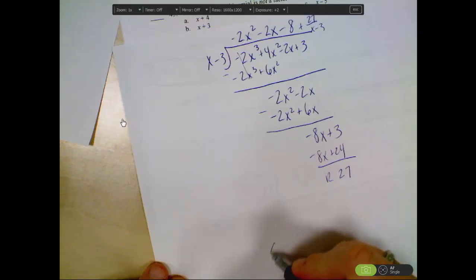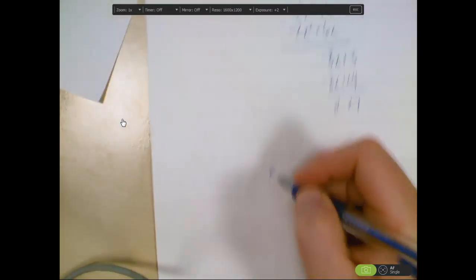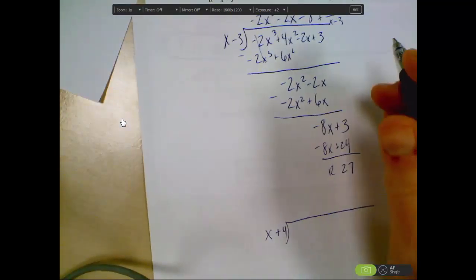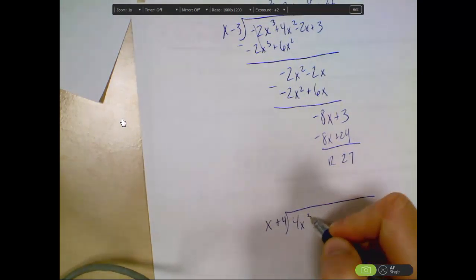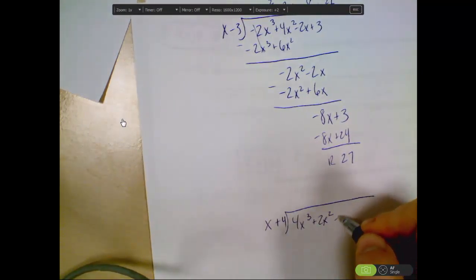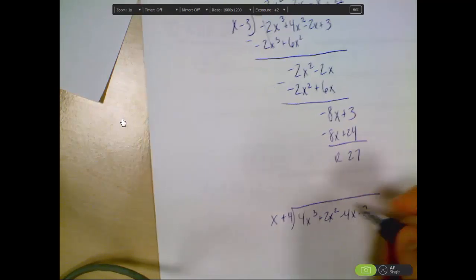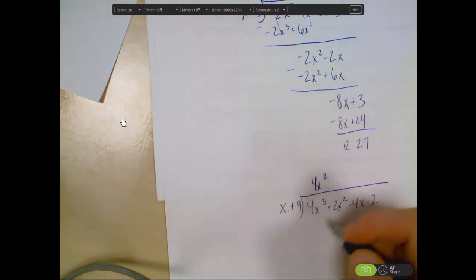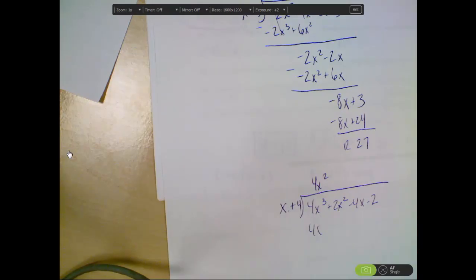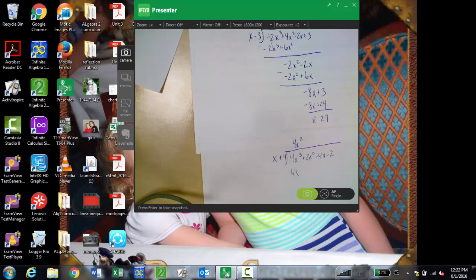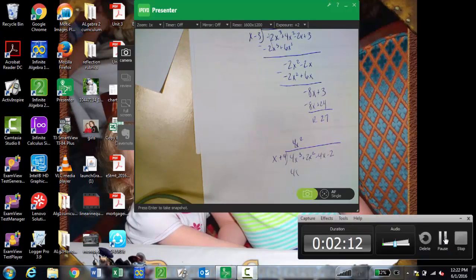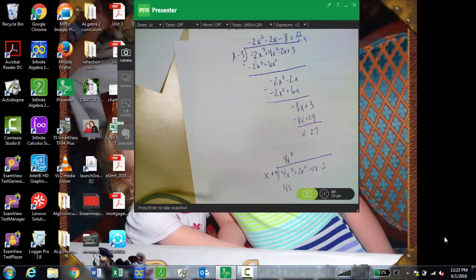44, x plus 4 into 4x cubed plus 2x squared minus 4x minus 2. 4x squared, multiply, 4x cubed. So 4x squared times x is 4x cubed plus 16x squared. Again, we subtract. 2 minus 16 is negative 14x squared.